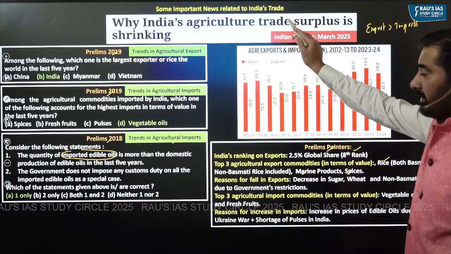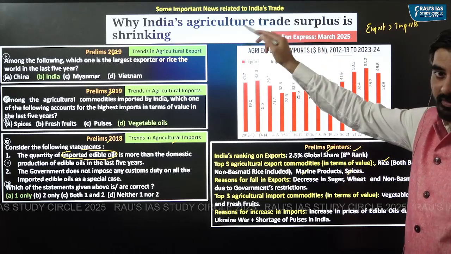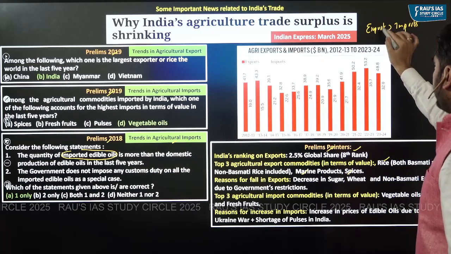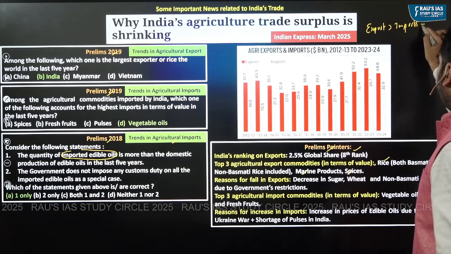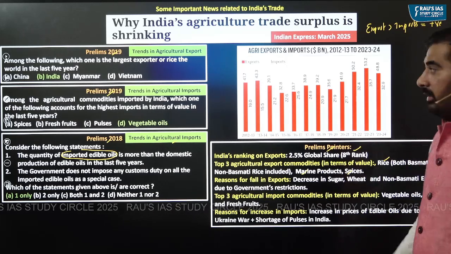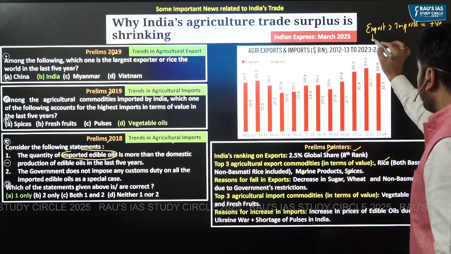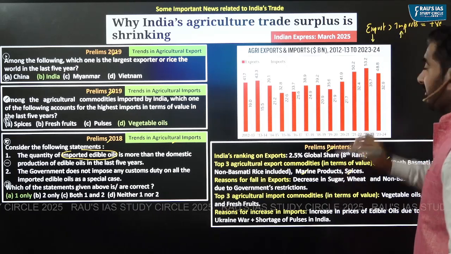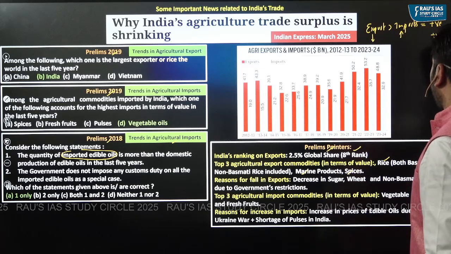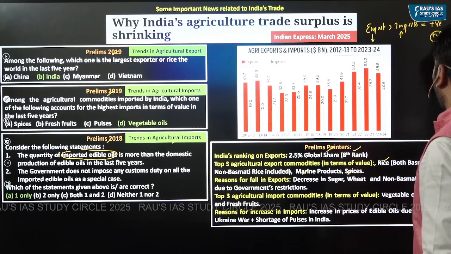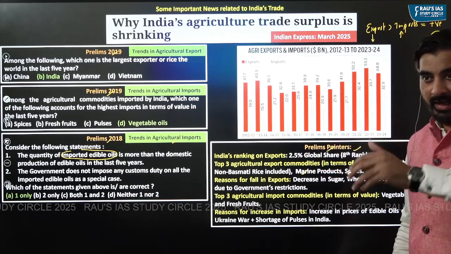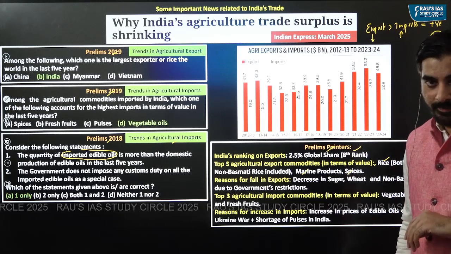Now, coming back to why the trade surplus is shrinking. Exports are more than the imports, so generally it is a positive value for India. But exports are reducing and imports are increasing. The trade surplus is still positive only. But what has happened to this positive value? This positive value has got reduced because our exports have declined and our imports have increased.